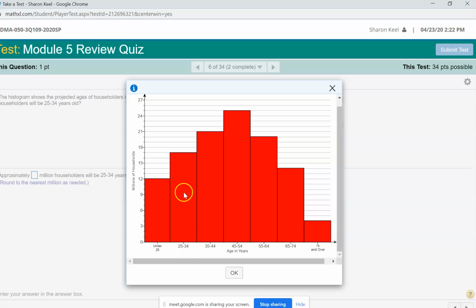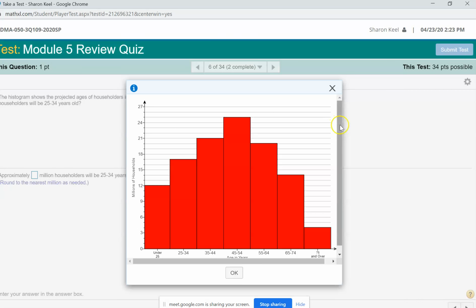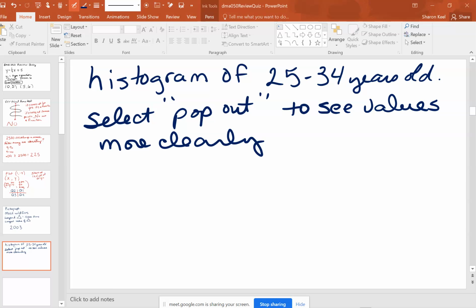I'm going to come up and I have it at this height. I just slide my little mouse over and that would be at 15, 16, 17. So it would be at 17 million householders. So where before we can't see all the increments of lines in between, when you choose pop out, it will make it so those will be visible. Okay, so this answer we have here is going to be 17 million.